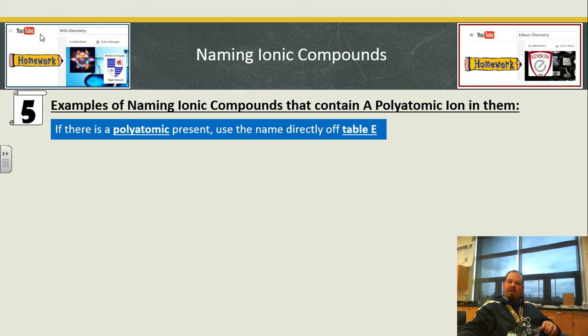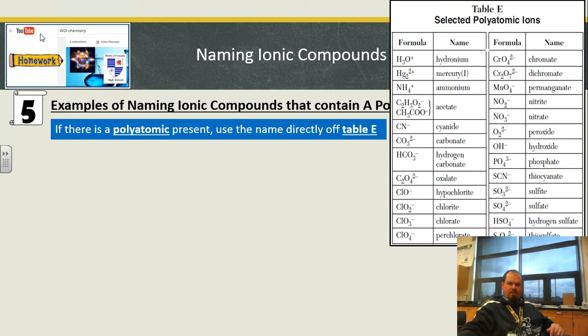Polyatomics are pretty easy if I can recognize them. So we just have to get better at picking them out. Some of them are very common: sulfate, nitrate, carbonate. We use those ones a little bit more than others, so you'll get familiar with those ones a little bit faster. So here's table E.